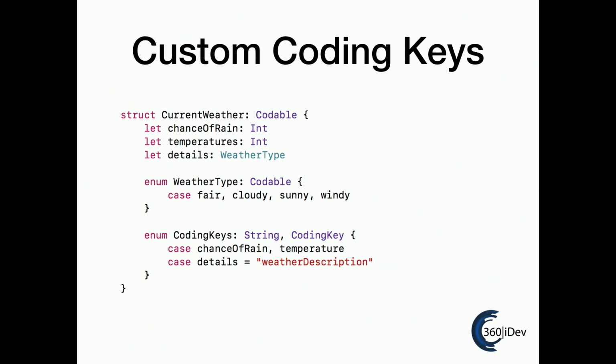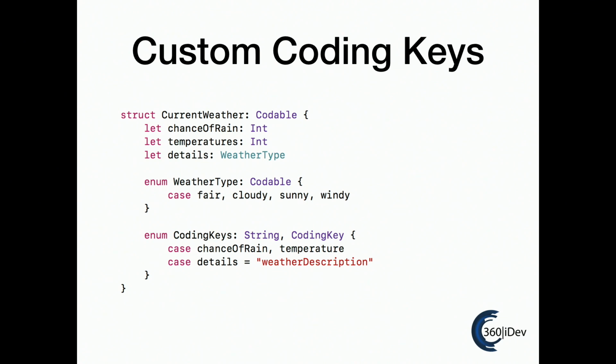So in this case, details is coming back as weather description. To make this work, you make an enum, call it CodingKeys, type string, and CodingKey on the end there. And then the one downside, you do have to list them all out. But if you're not making any changes, you can do it simply in one line, comma separated values. So all of your properties that are coming back that match, you don't need to do any changes to.